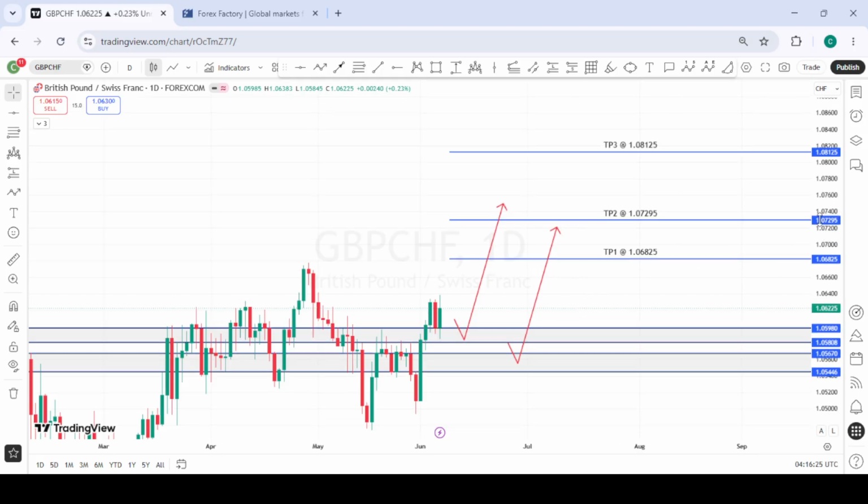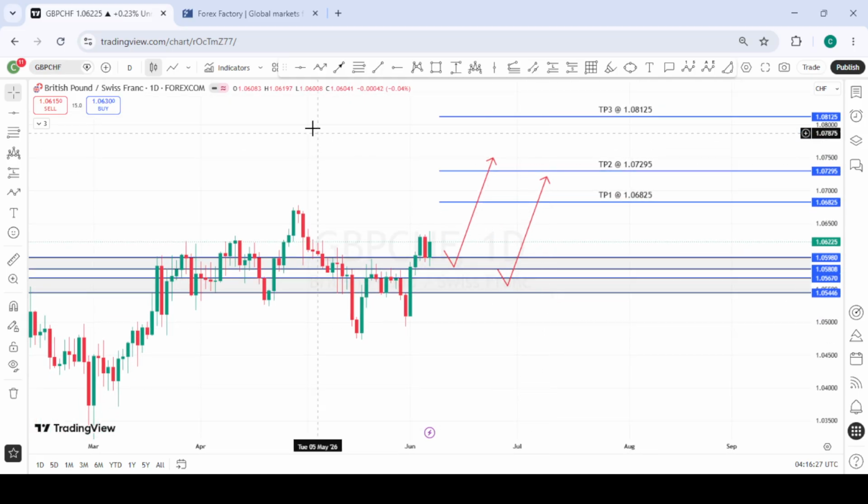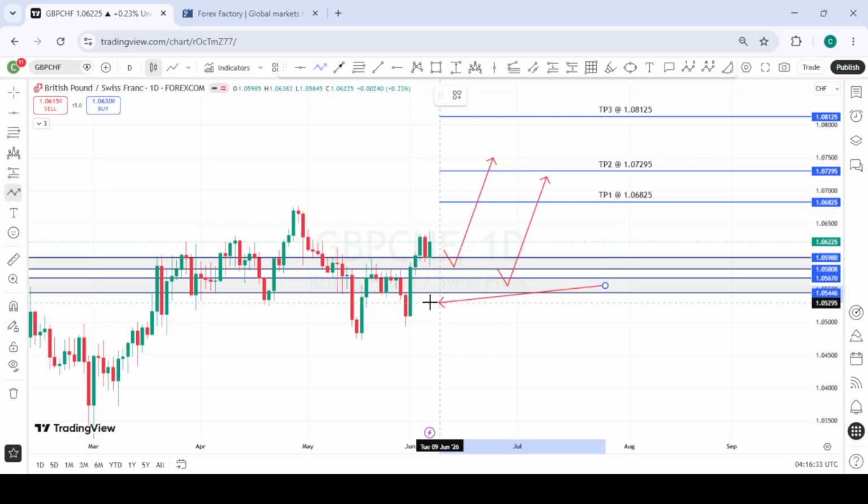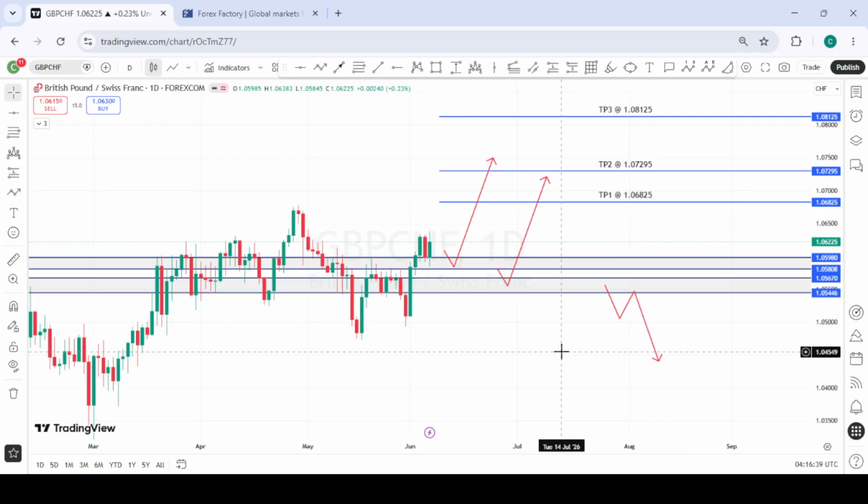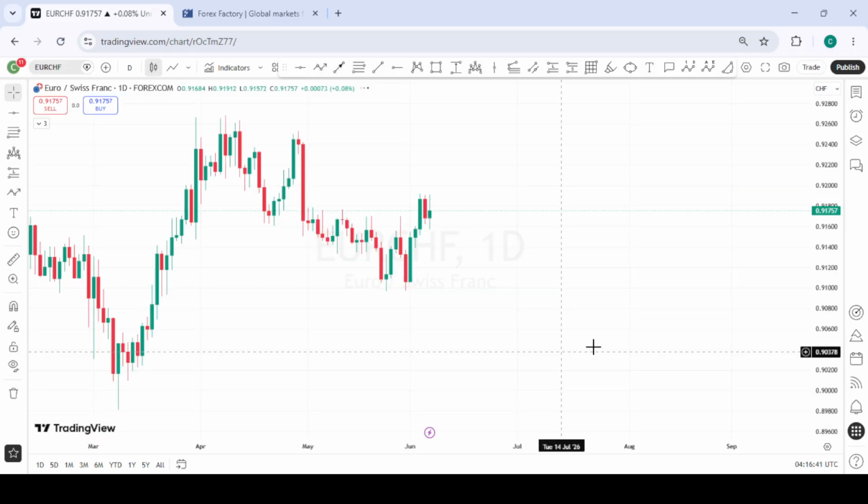So we are very bullish on GBPCHF. This can only be considered bearish, or we can only look at it on the bearish side, if price is able to close or break below the structure we have here and continue to the downside. Until then, we are bullish on GBPCHF.